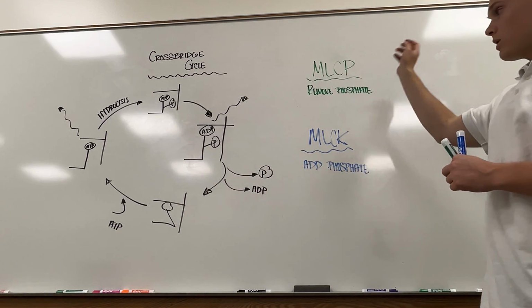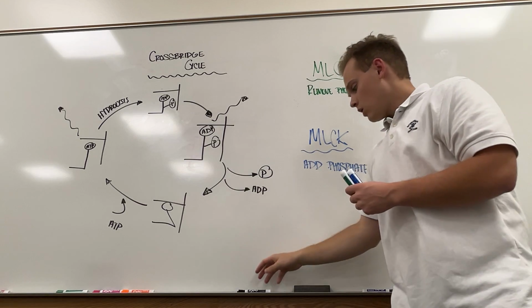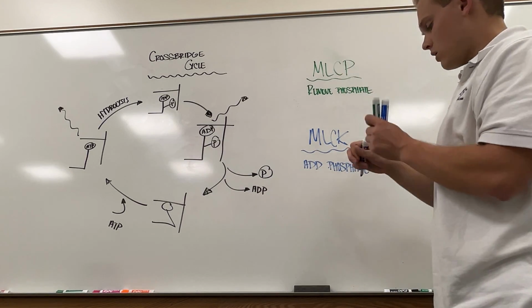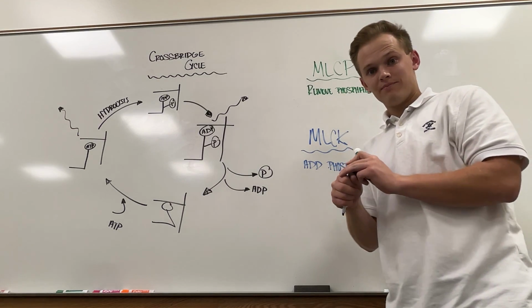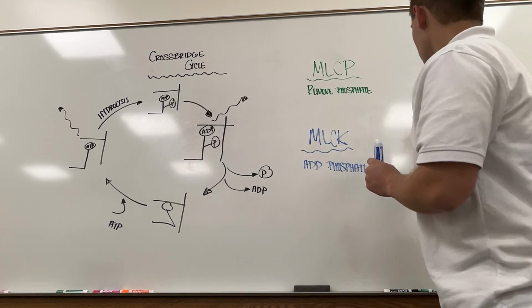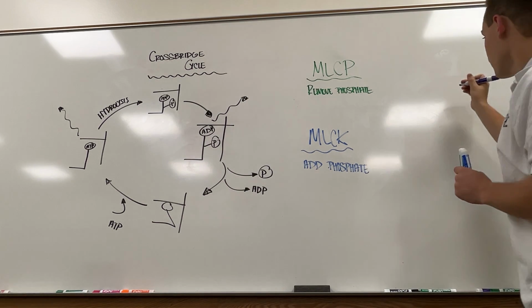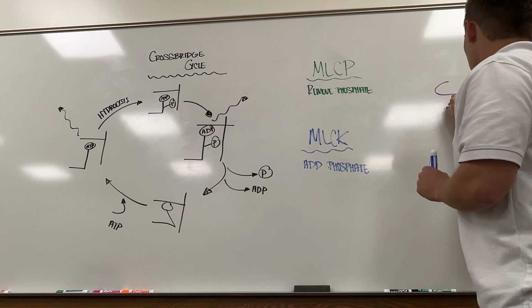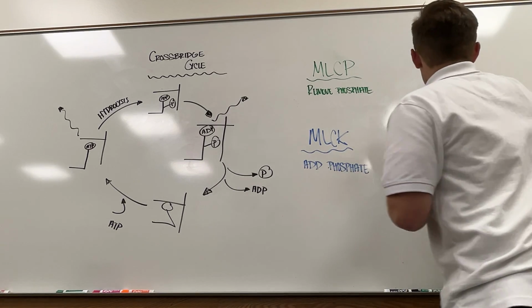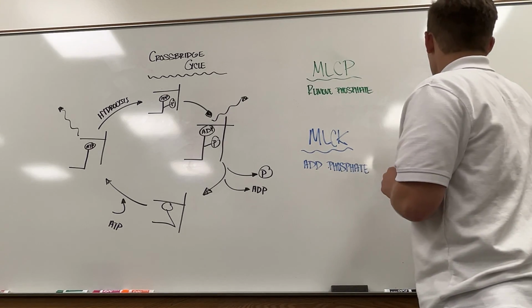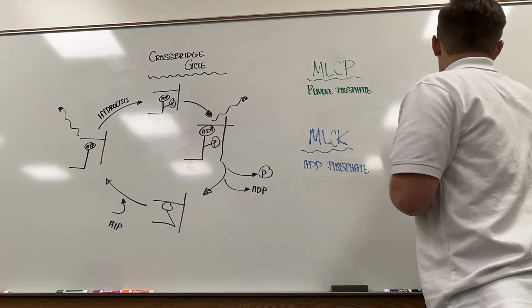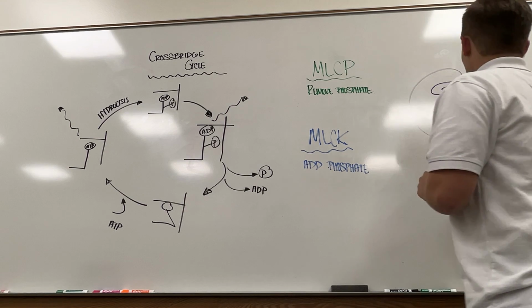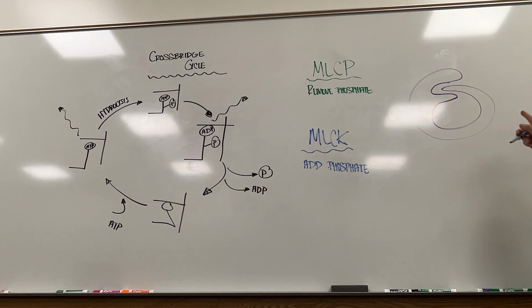So let's start, okay? Basically, how smooth muscle contraction starts is you have something called calmodulin. Can you guys see over here? Okay, perfect. Calmodulin, you're going to have to excuse my artistic abilities. They're not great. Okay, so calmodulin looks something like this.